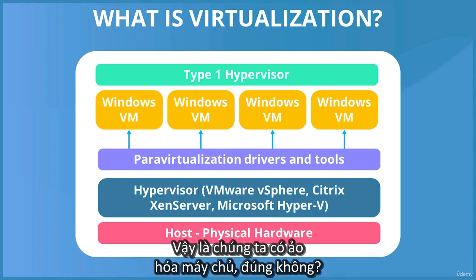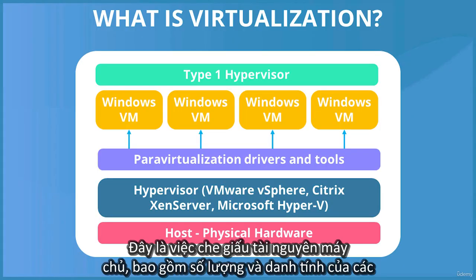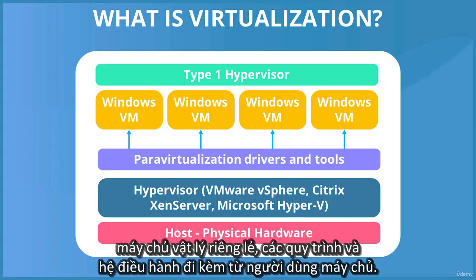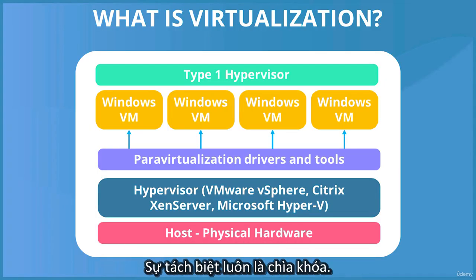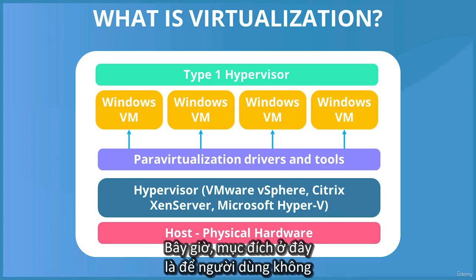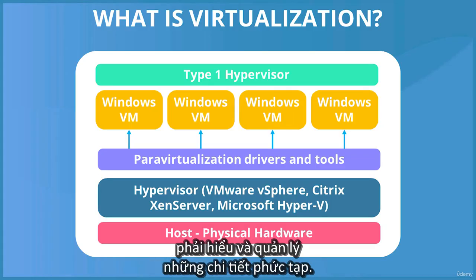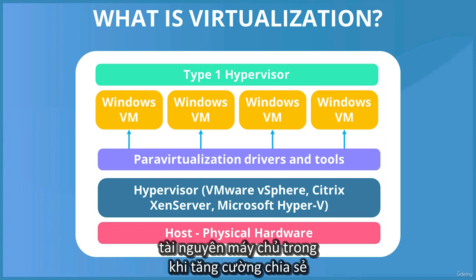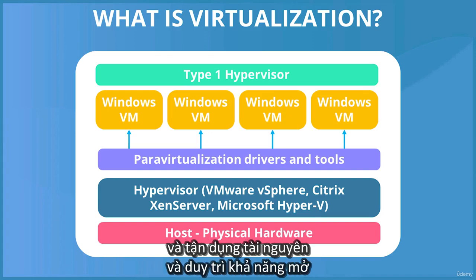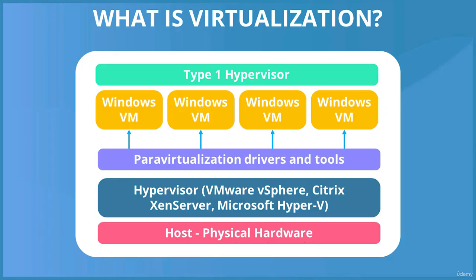So we've got server virtualization, right? This is the masking of server resources, including the number and identity of individual physical servers, processes, and their accompanying operating systems from the server users, right? Separation's always the key. Now, the intention here is to spare the user from having to understand and manage complicated details of server resources while increasing resource sharing and utilization and maintaining the capacity to expand later.